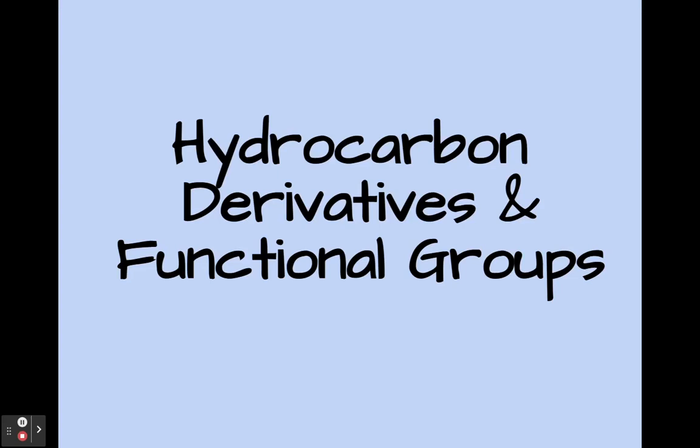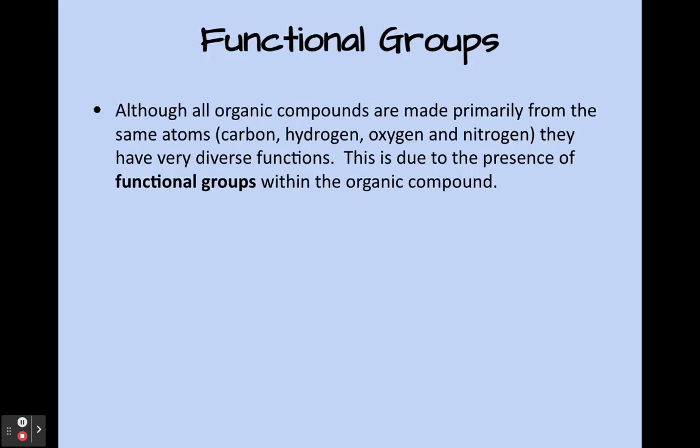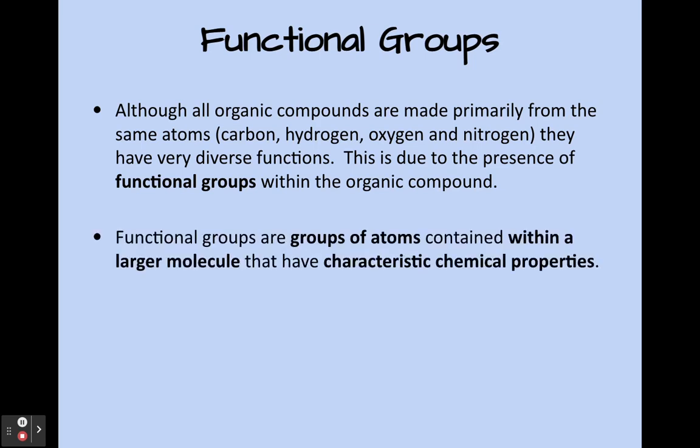In this lesson, we're going to look at hydrocarbon derivatives and the functional groups that they contain. Although all organic compounds are made primarily from the same atoms, mostly carbon and hydrogen, but also oxygen and nitrogen and a few others, they have very diverse functions, and this is because they have what are called functional groups within them. Those functional groups give them characteristic chemical properties. A functional group is just a small group of atoms that are bonded in a certain way, and they're contained within a larger molecule, and then they impart certain properties to the molecule.